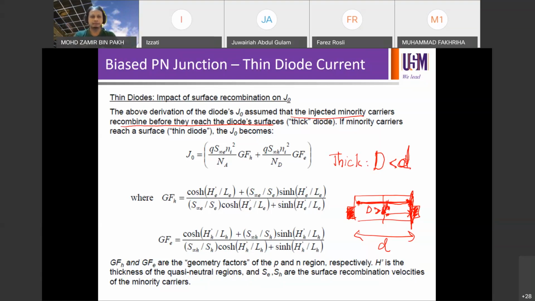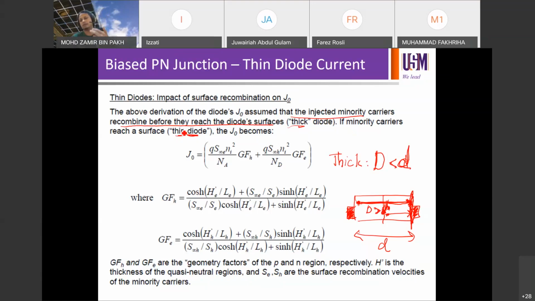On the other hand, if the carriers can survive, the diffusion length is larger than the device thickness. We call that a thin diode. So in a thin diode, the carriers can make it up to the contact, because they can survive the diffusion. If the minority carriers can reach the surface of the diode, or basically whatever you have generated inside the device can reach both surfaces, we call that a thin diode.